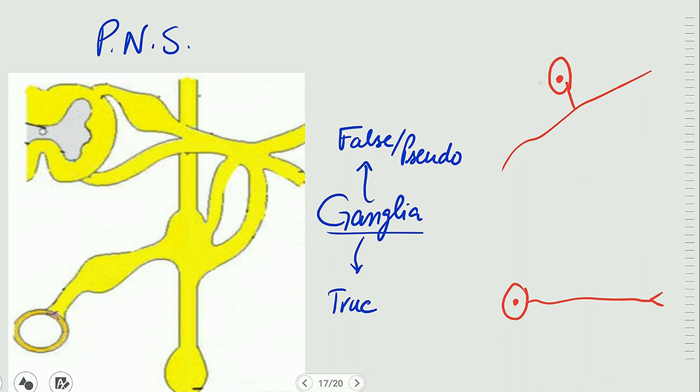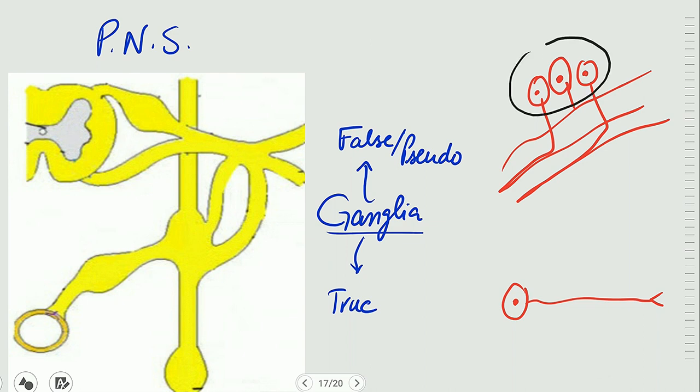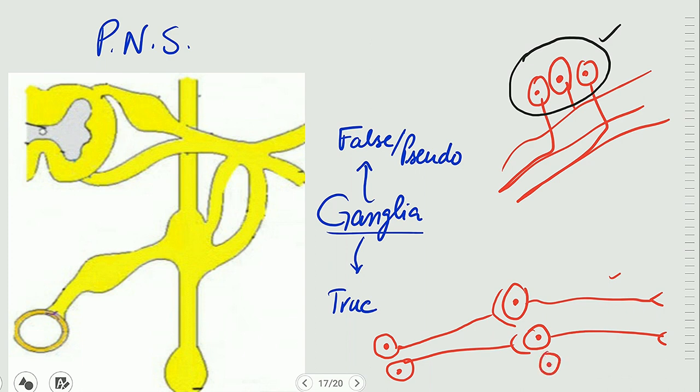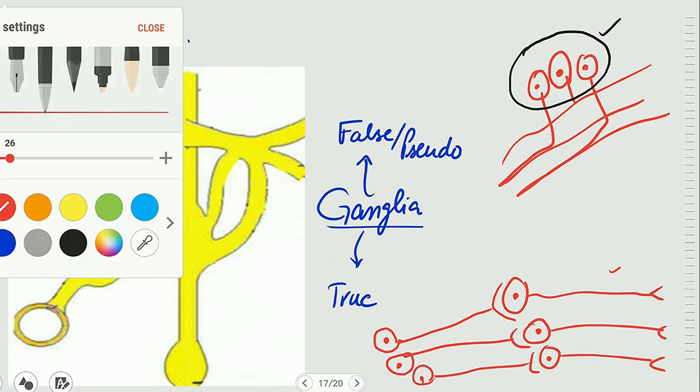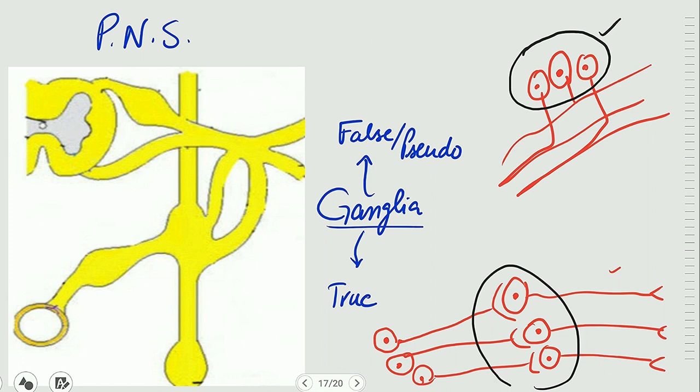So when we have a collection of neuronal cell bodies like this, we will say that we have got a collection of neuronal cell bodies. So this is a ganglia, and in this category we will have a synapse at the level of the cell body. This neuron will synapse with another neuron, and here we will have a collection of neuronal cell bodies that will synapse with another neuron. We will have a collection of neuronal cell bodies that will synapse with another neuron. So this is also a collection of neuronal cell bodies.